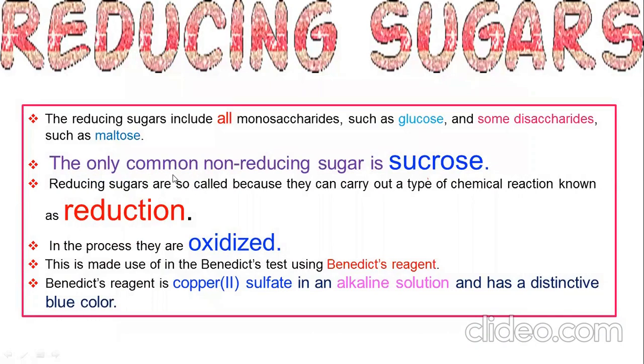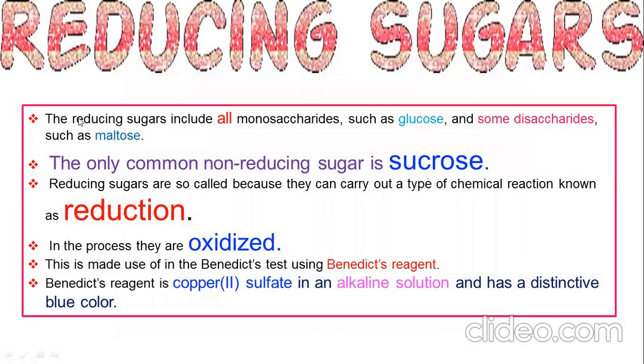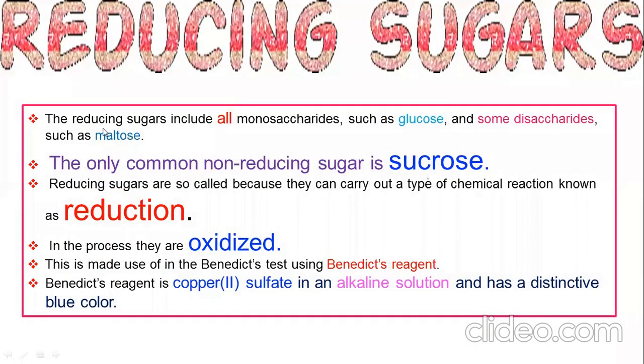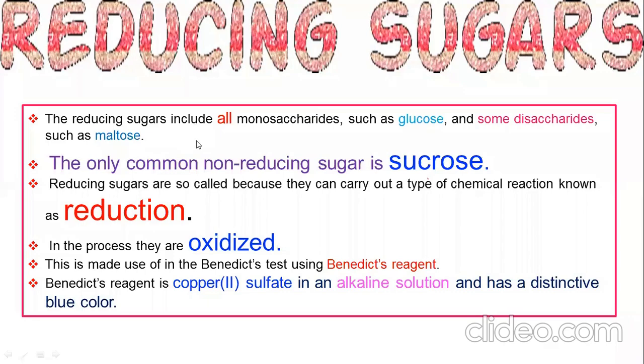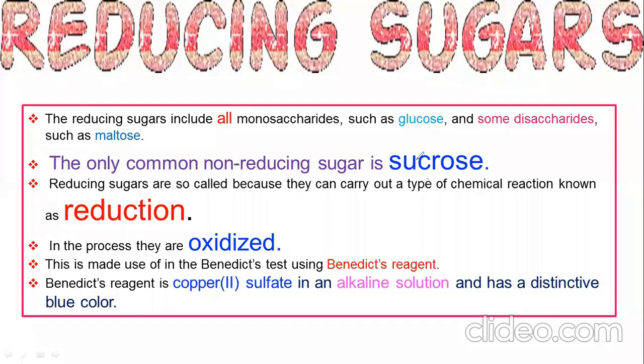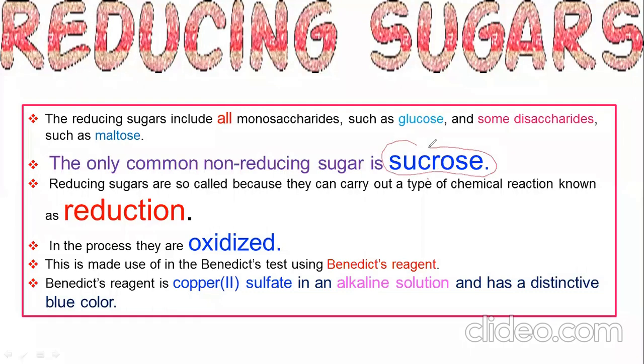Now, before moving toward polysaccharides, let's study reducing sugars. Reducing sugars include all monosaccharides such as glucose, and some disaccharides such as maltose. The only common non-reducing sugar that we have to know about is sucrose, because most of our practical work will be related to sucrose. So keep it in mind: reducing sugars we have glucose and maltose; non-reducing we have sucrose.